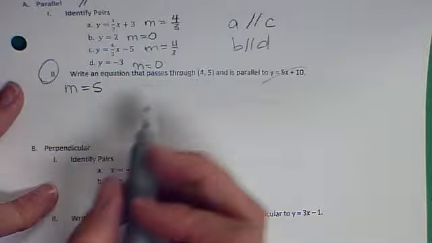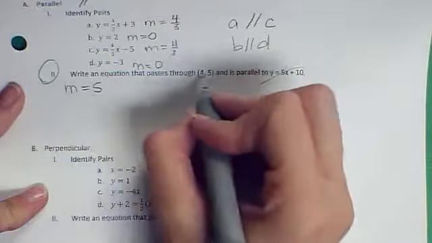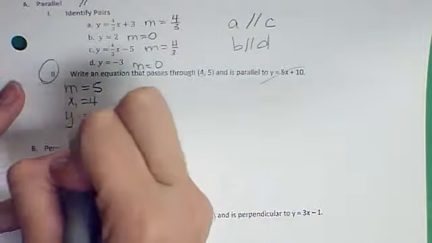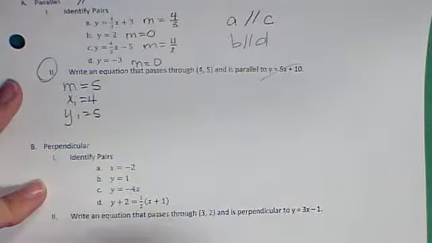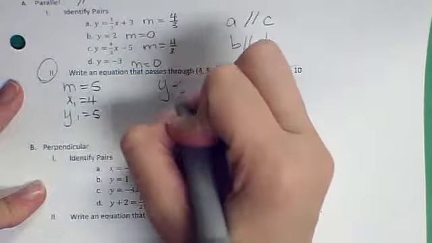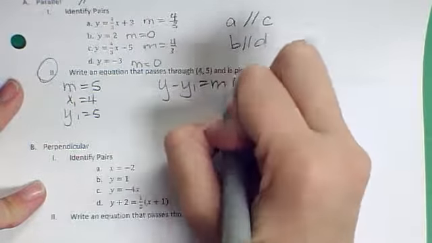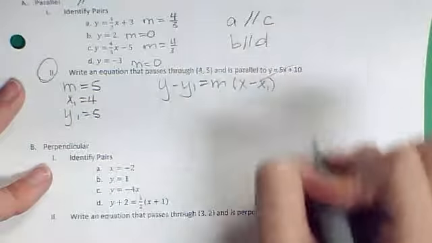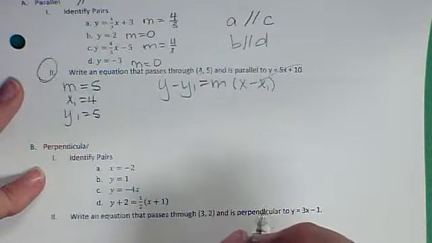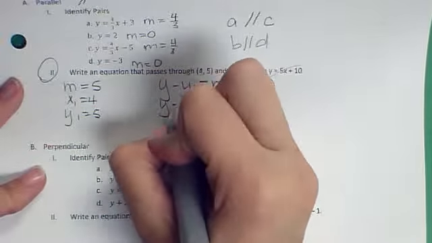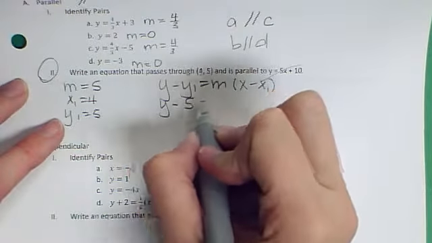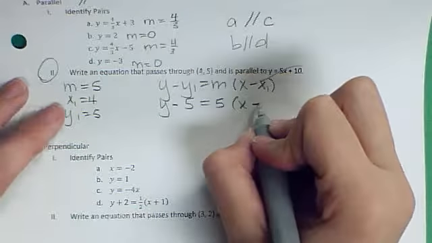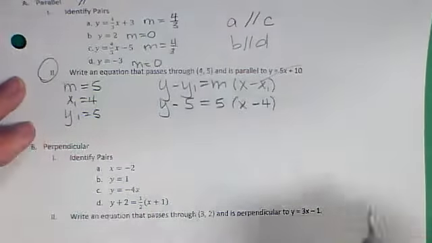Now I have a slope, and I want it to go through this point. So this is an x value, so x1 equals 4. This is a y value, y1 equals 5. And now I have a point and a slope, and if I use point-slope form, which is y minus y1 equals m times x minus x1, then I can plug in what I have and solve. So I'm going to do y minus, and for y1 I'm going to put 5, equals 5 for slope times x minus 4. I'm going to solve for y.